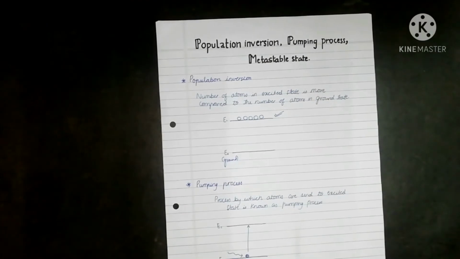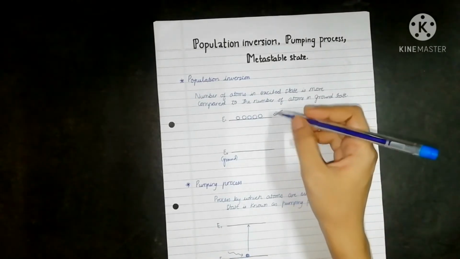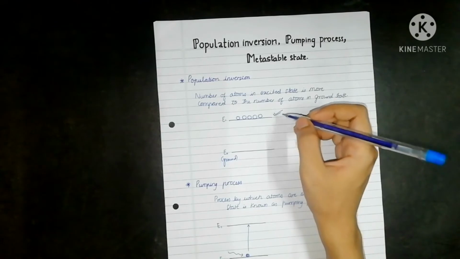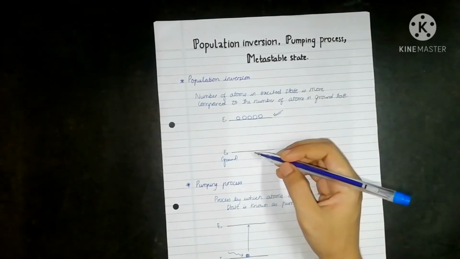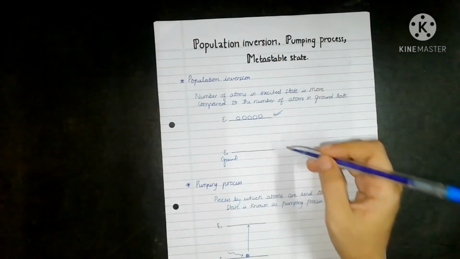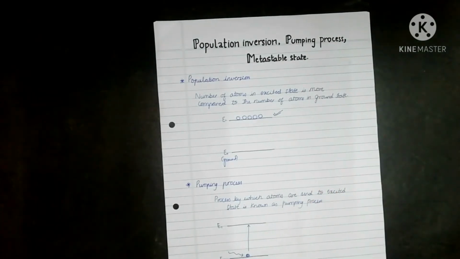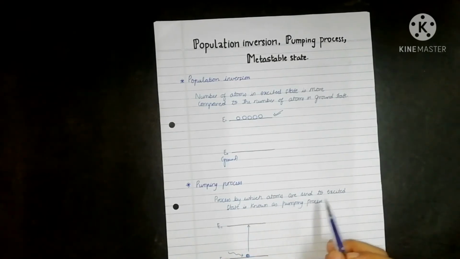Moving ahead, what is pumping process? The process by which we achieve population inversion is called the pumping process. Here we discuss that more atoms are present in the excited state, but we need to send those atoms to the excited state, and the process by which we send the atom from the ground state to the excited state is nothing but the pumping process. You can read this as: the process by which atoms are sent to the excited state is known as pumping process.